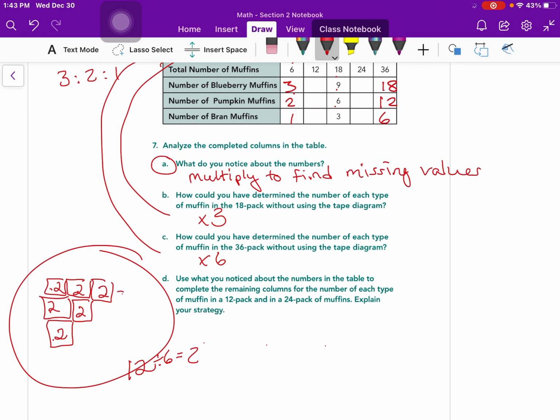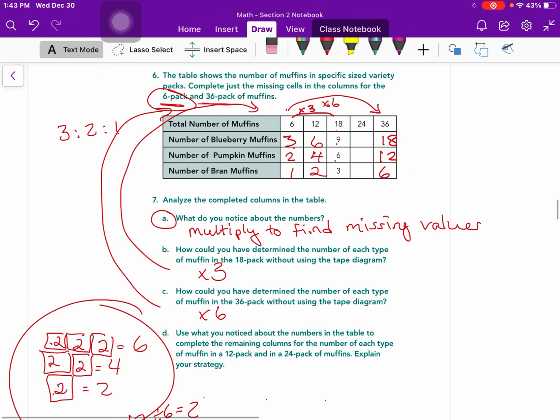So if each square is 2, I know that I would have a total of 6 blueberry, 4 pumpkin, and 2 bran. So I can put those right in there now. 6 blueberry, 4 pumpkin, and 2 bran. You may have also noticed that as a shortcut, I could have multiplied this by 2 to get the 6, the 4, and the 2. Tape diagram, picture, multiplying, all of them are great strategies.